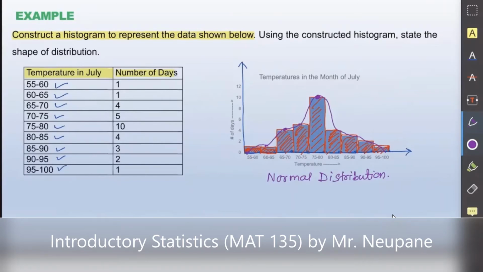Yes, sir. This is Barbara speaking. I had a question about the, I noticed that in the classes that the temperatures overlap.